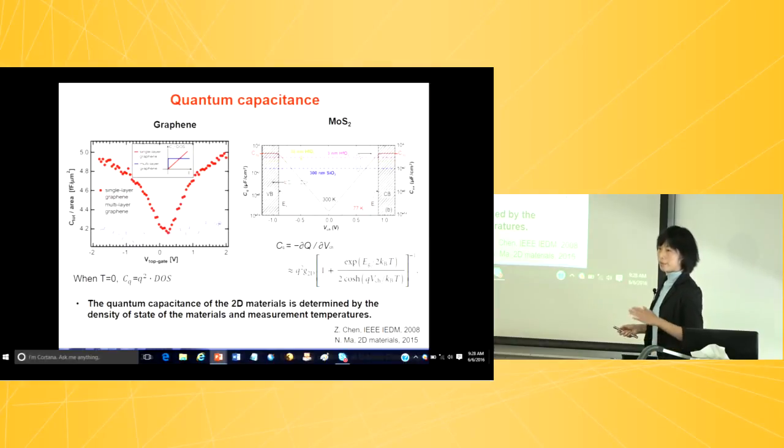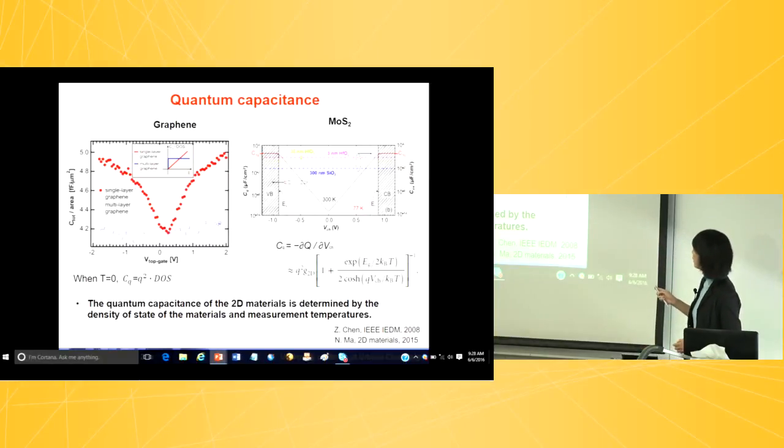It's because if the Fermi level is below the conduction band edge or above the valence band edge, there is a finite amount of charge that can participate in this capacitance. It depends on the temperature. The higher the temperature, the higher the possibility to have charge populated in the conduction band. So the quantum capacitance will be larger. It can be expressed in this equation. So by measuring quantum capacitance, we can probe the density of states. To some extent, we can also measure the extended gap states in these materials.